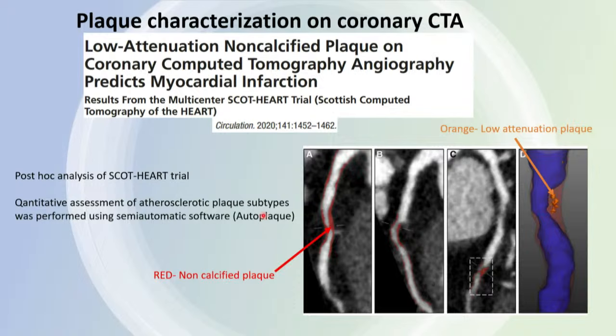Do these plaque features correlate with outcome? And this is where data from SCOT-HEART comes back. So this was a post hoc analysis of the SCOT-HEART trial. And at this point, we have multiple vendors that have these semi-automated ways of generating plaque volumes and the types of different kinds of plaque. So I think this is the AutoPlaque software, which is out of Cedars-Sinai. This has coded red as these non-calcified plaques, and this orange as these low attenuation plaque.